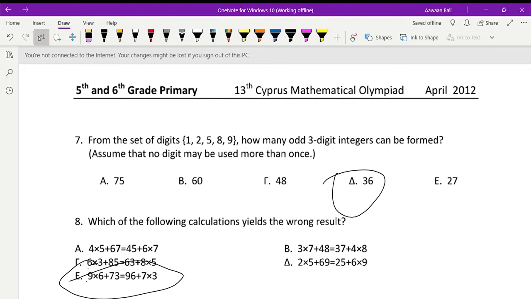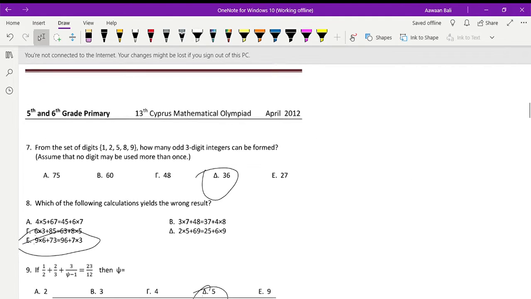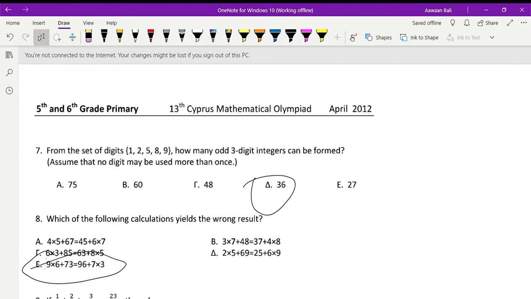Question number 7. The set of digits 1, 2, 5, 8, and 9. How many odd 3-digit integers can be formed? Assume that no digit may be used more than once. Well, there are a lot of possibilities for this, but to find this easily, you just have to look at the first odd 3-digit integers.